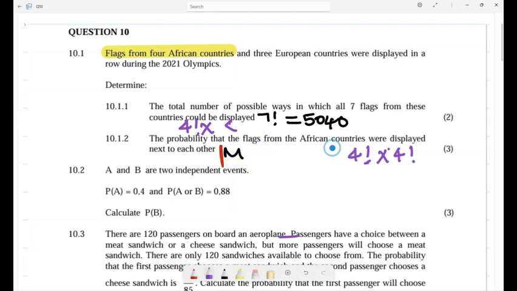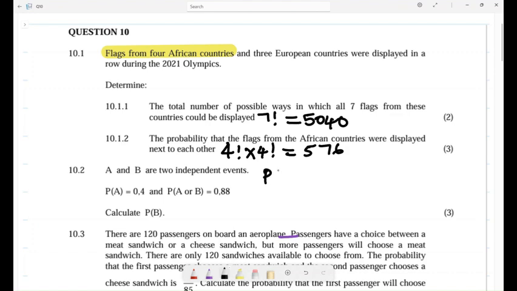So my answer there is going to be 4 factorial ways multiplied by 4 factorial ways, which gives me 4 factorial multiplied by 4 factorial, 5 7 6. But now they said the probability. Now the probability is going to be the probability that African flags are next to each other.